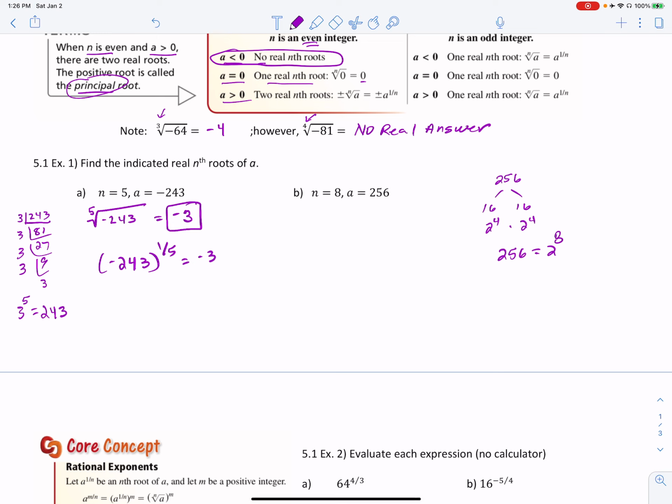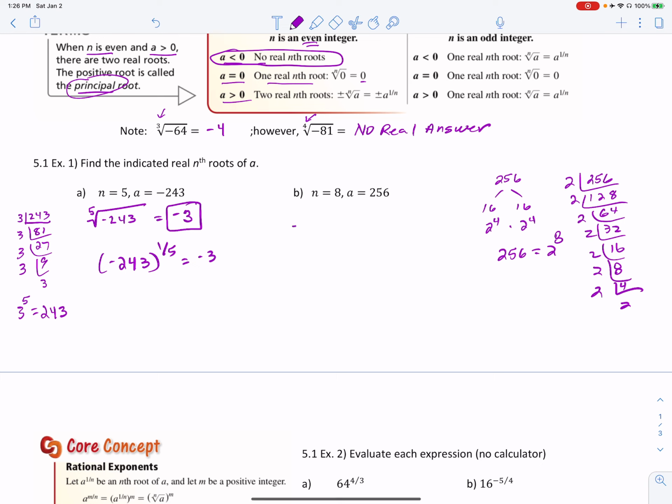I could have also done the prime factorization. 2 goes into there, 128, 2 goes into there, 64, 2 goes into there, 32, 2 goes into there, 16, 2 goes in there 8 times, and 2 goes into there 4, and then 2 times 2. I kind of got in a rush there. And if you count those up, that's 2 to the 8th. So 2 to the 8th is 256.